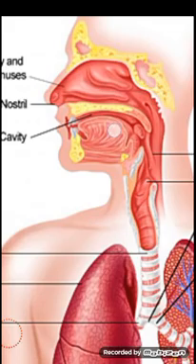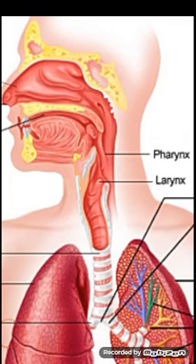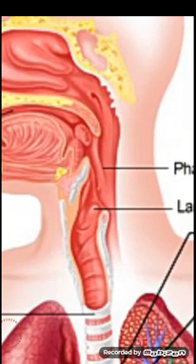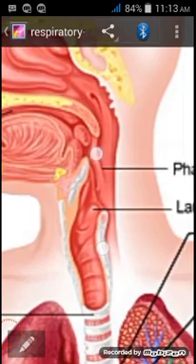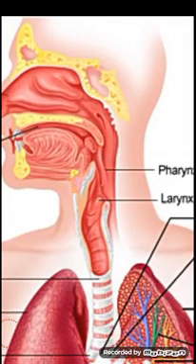Then we will study about the pharynx. It is cone shaped, 4.5 inches long, lined by mucous membrane. The pharynx functions: the pharynx is a part of both the digestive and respiratory systems.